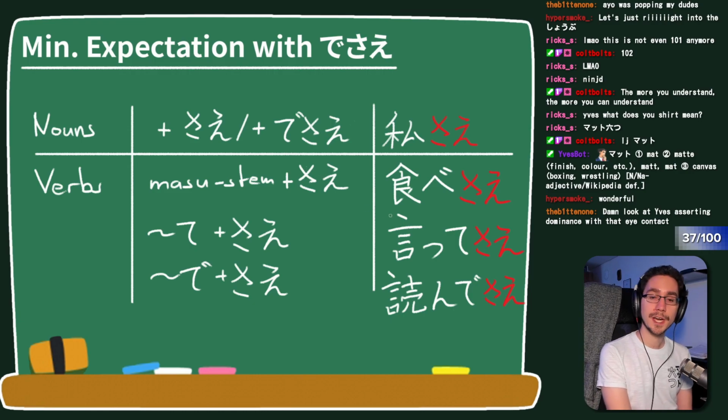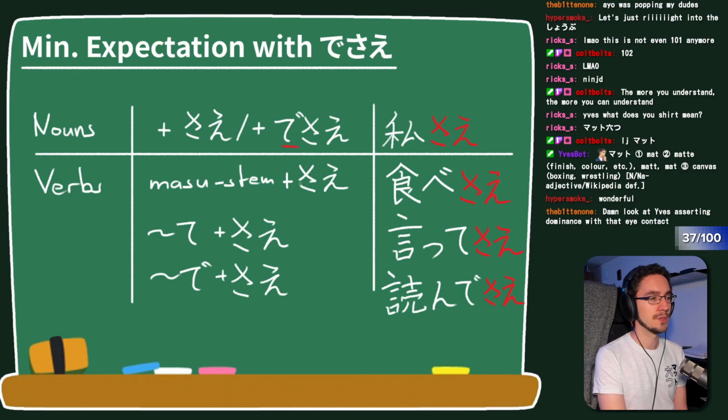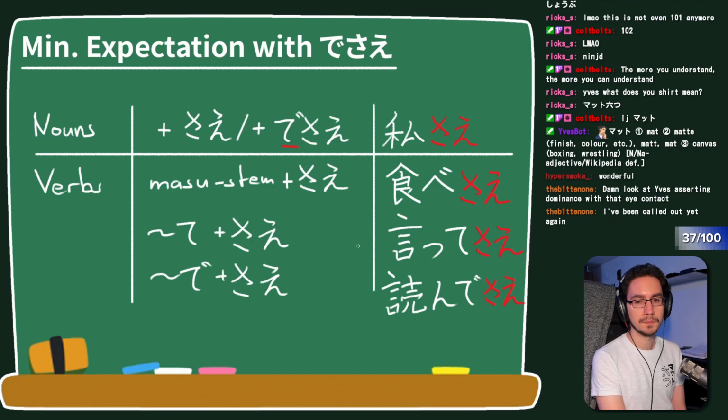With nouns, you have some options. Basically, you have two options. You can say sae or desae. There's not really a difference there, just that desae is maybe a bit more emphatic. It's a little bit more emphasized. But the formation part of it is very straightforward. It's literally just that you take the noun and you add either sae or desae, and that's it.